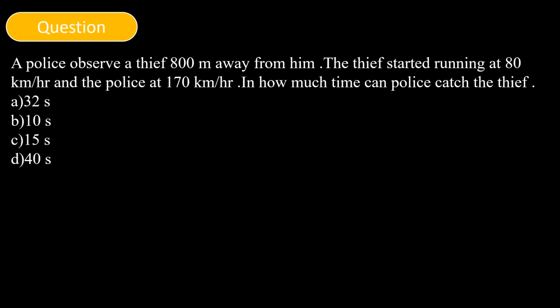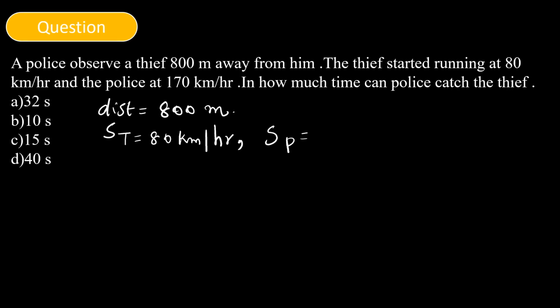Next question. A police officer observed a thief 800 meters away from him. The thief started running at 80 km per hour and the police at 170 km per hour. In how much time can the police catch the thief? It is said that the distance between the police and thief is 800 meters. The speed of the thief is 80 km per hour and the speed of the police is 170 km per hour.